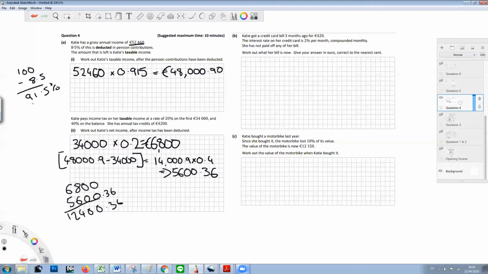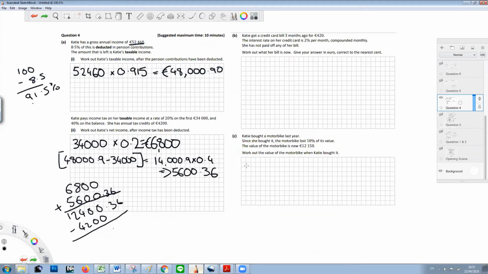So that's 12,436, and then we take away 4,200 from that. So she is being taxed 8,236 on her full earnings. So we take that amount. So what we're told then, work out Katie's net income.